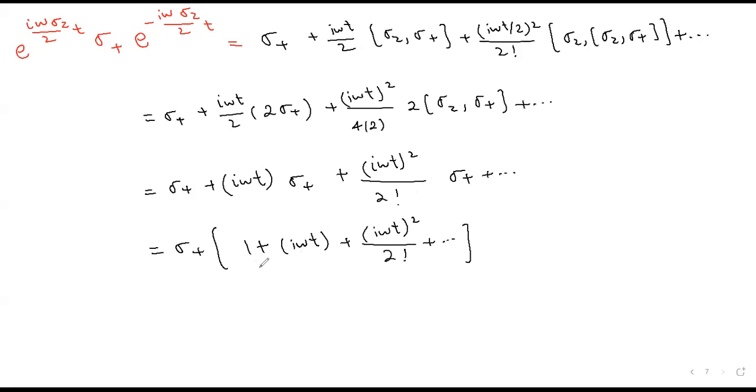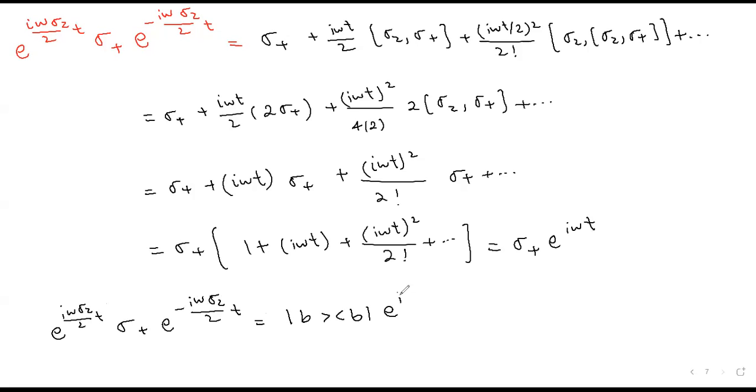And we can see that this is just the Maclaurin expansion of the exponential. So it means that this will just be sigma positive e^(iωt), or I can write this also as e^(iωt) sigma positive, by expanding sigma positive into the basis. So this is my equation number 11.